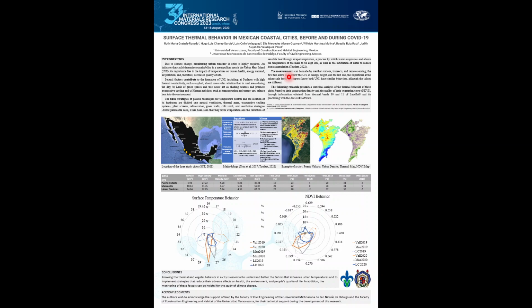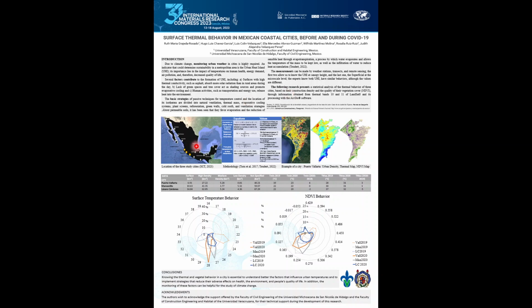The first tool allows us to know the UHI, and the last one the surface temperature at the microscale level. The following research presents a statistical analysis of the thermal behavior of three cities based on their construction density and the quality of their vegetation cover, NDVI.